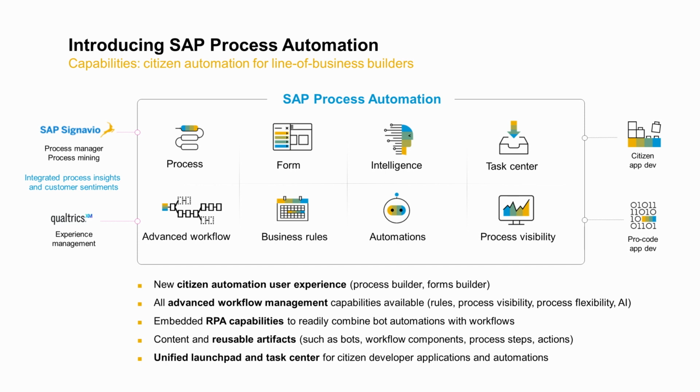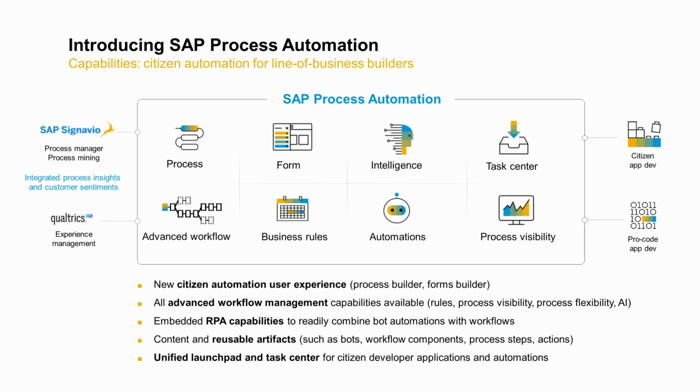SAP Process Automation comes with embedded RPA capabilities as well to automate repetitive tasks by using RPA bots. Users can automate data transfers across systems or can extract data from different sources where APIs are not available.